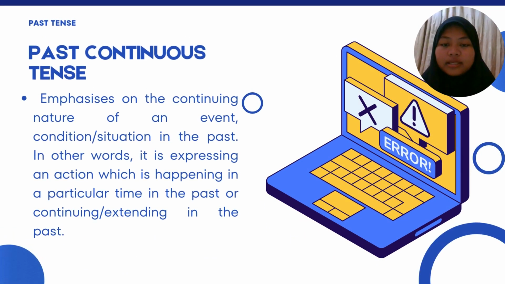Other than that, we also have past continuous tense. Past continuous tense is to emphasize the continuing nature of an event, condition, or situation in the past. In other words, it is expressing an action which is happening in a particular time in the past or continuing or extending in the past.